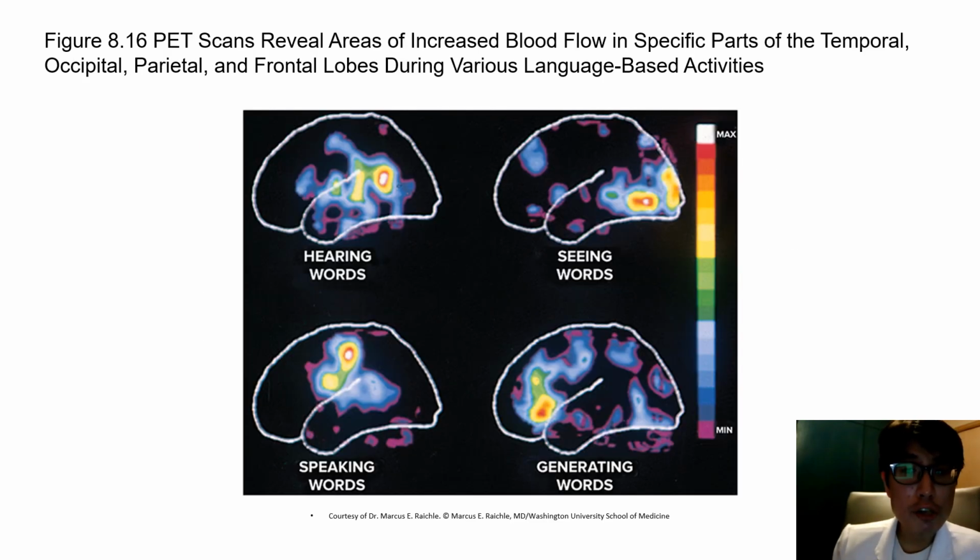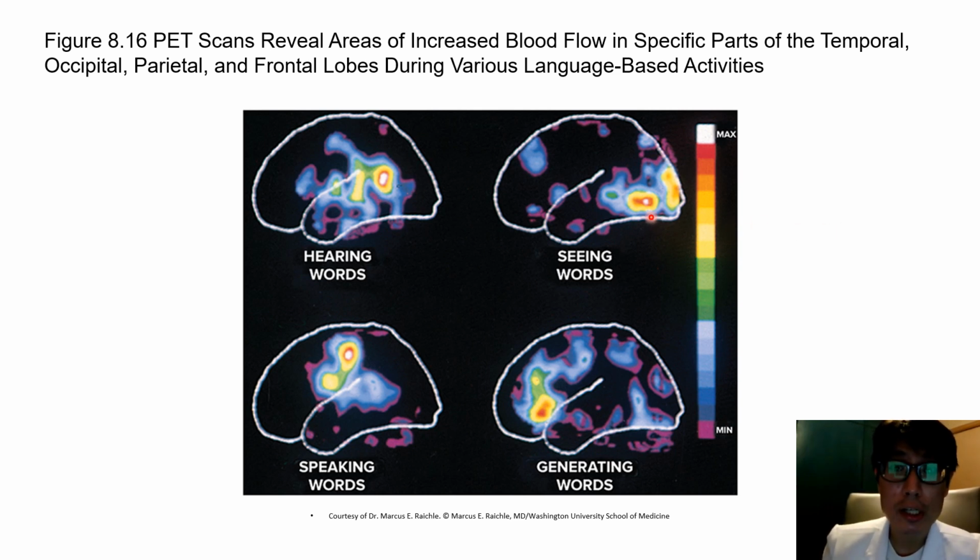That different parts of the brain are involved in different aspects of language is supported by PET scans. PET scans reveal that blood flow increases in different parts of the brain depending on what aspect of language is most prominent. For example, when we hear words, there is increased blood flow in this area, which is, you guessed it, Wernicke's area in the temporal lobe.